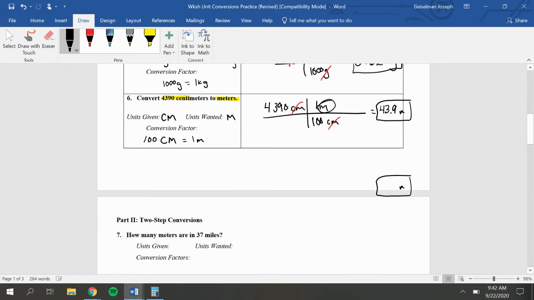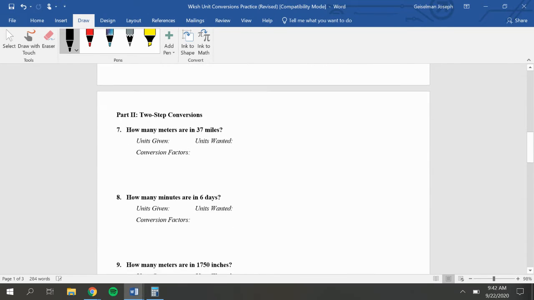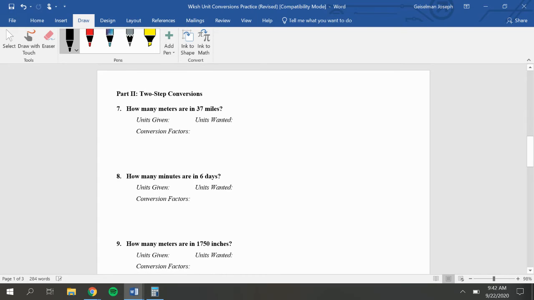Hopefully so far that's been pretty easy. All right, and now we're moving on to some harder ones. So the next one then is converting two-step equations, or two-step conversions, where we're going to have to go from more than one conversion factor. So we're going to need at least 2 for these.